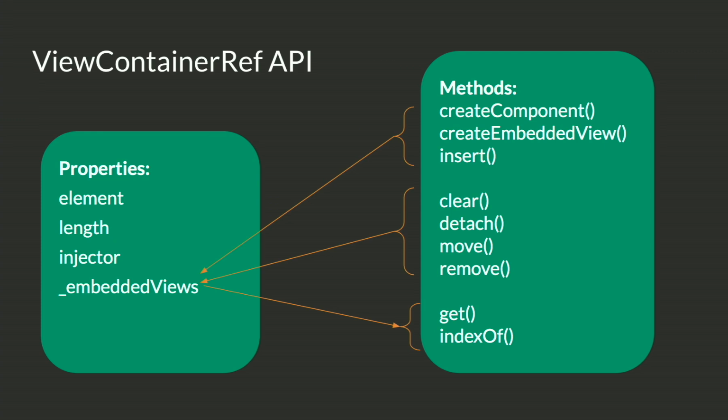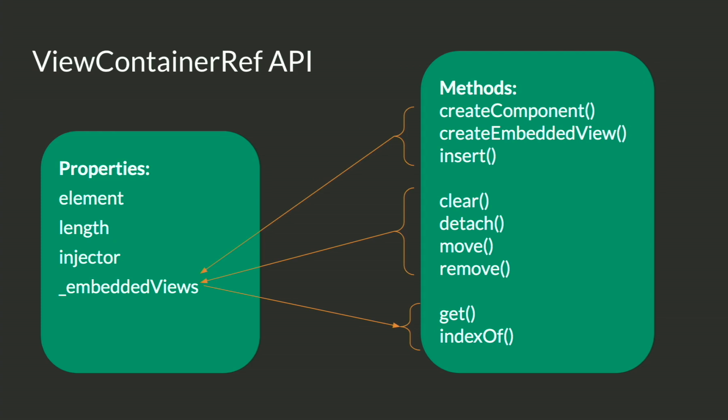You have the element injector available, and it has a private property called embedded views, which is actually where all the dynamic views that are created get stored. So the methods to create dynamic views are createComponent and createEmbeddedView, because we can have two sorts of views in Angular: one is in the component and one is ng-template. So there are two ways of creating dynamic views, through dynamic components and through ng-templates.